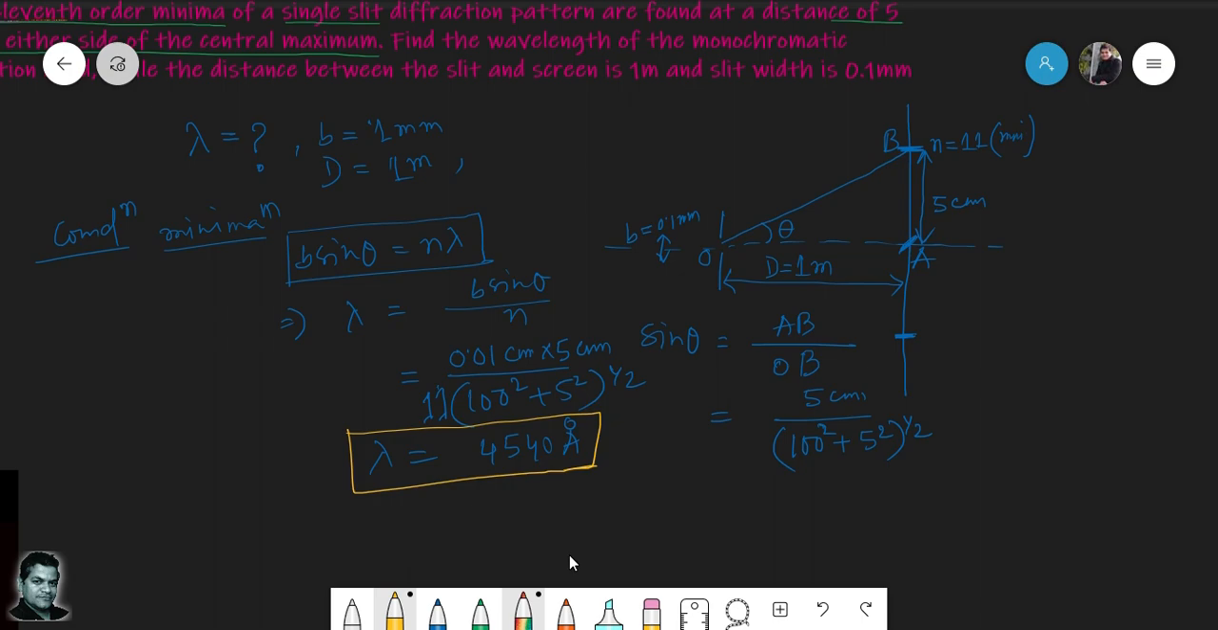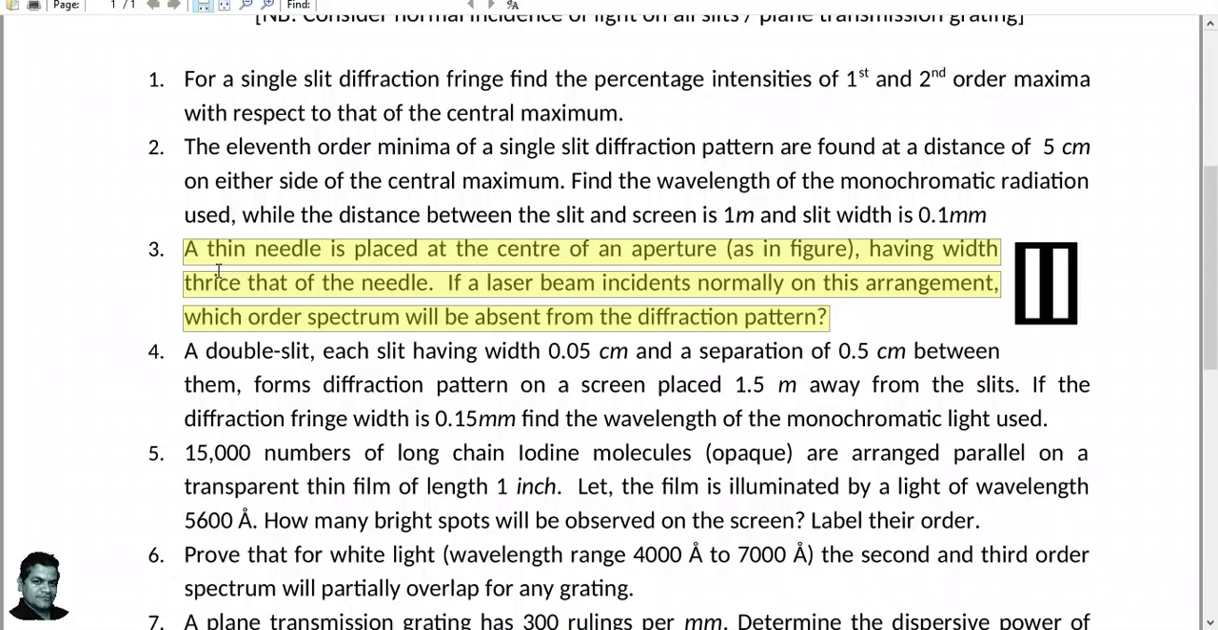Now let's look at the next problem, problem number 3. So this is our third problem. A thin needle is placed at the center of an aperture, as in the figure, having width thrice that of the needle. So there is an aperture, and at the middle of it there is a needle, and the aperture has a width of 3 times the width of the needle. So here this width, and here this needle, when placed at the center of this aperture, creates a double slit. And then it says, if a laser beam is incident normally on the arrangement, what would happen?